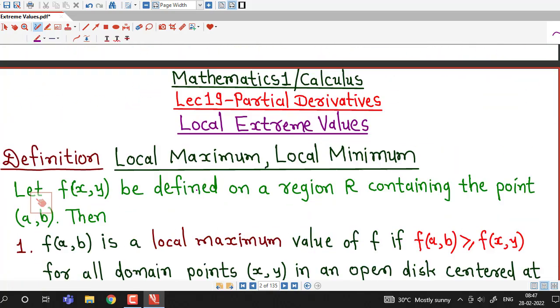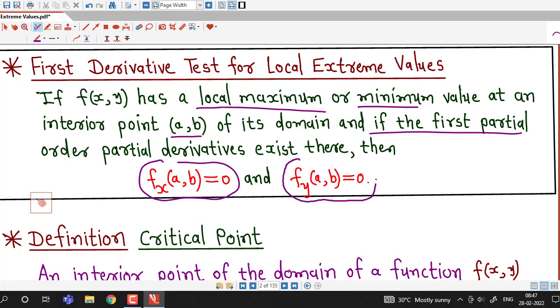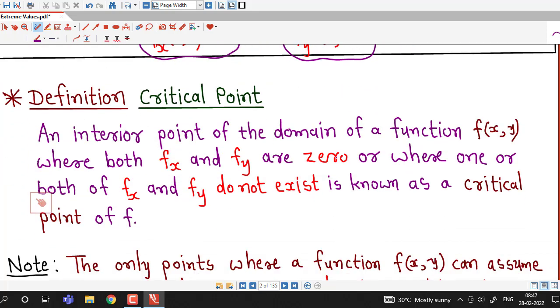So that I have written here, first derivative test for local extreme values. If f(x, y) has a local maximum or minimum value at an interior point (a, b) of its domain, and if the first order partial derivatives exist at that point (a, b), then they are always 0. So the point at which function is either maximum or minimum, at that point both the first order partial derivatives are always 0 if they exist. And we can write down the definition for critical point.